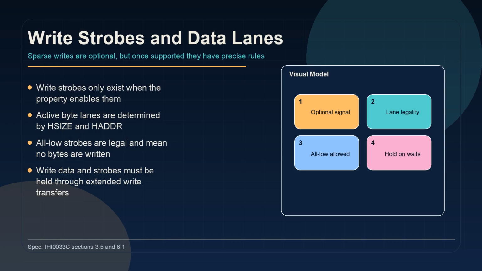Write strobes are the most visible Issue C transport feature. If the property is enabled, HSIZE and HADDR still define which lanes are active, and HWSTRB decides which of those active lanes actually write. A transfer with every strobe low is legal, and that is exactly the kind of corner case a real testbench should hit.